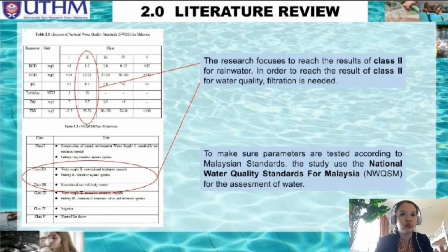For the class of the water, we have chosen Class 2 as the water quality needed in our project. Based on the excerpt of the National Water Quality Standards for Malaysia, Class 2 is defined as water that is used for recreational use with body contact, and it is also suitable for sensitive aquatic species for fishery. But in the NWQSM definition itself, it says that for water supply 2, conventional treatment is required. That is why this project becomes significant, and to make sure our parameters are tested according to Malaysian standards, we are using the NWQSM, the National Water Quality Standards for Malaysia.